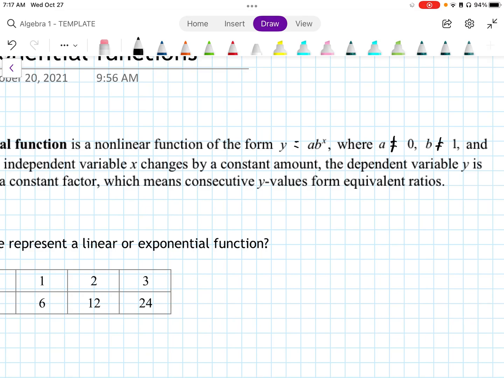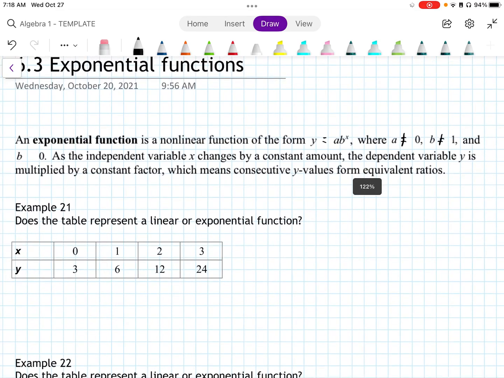cannot be 1. Oh, it also says that b cannot be 0. Oh, excuse me. Nope, it's greater than 0. I'm sorry.